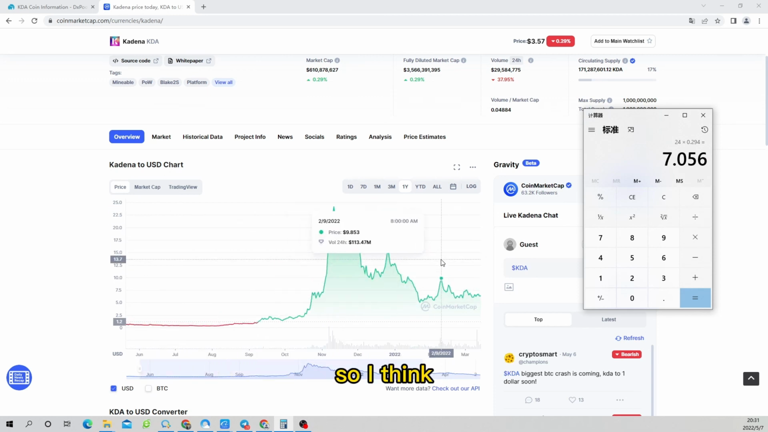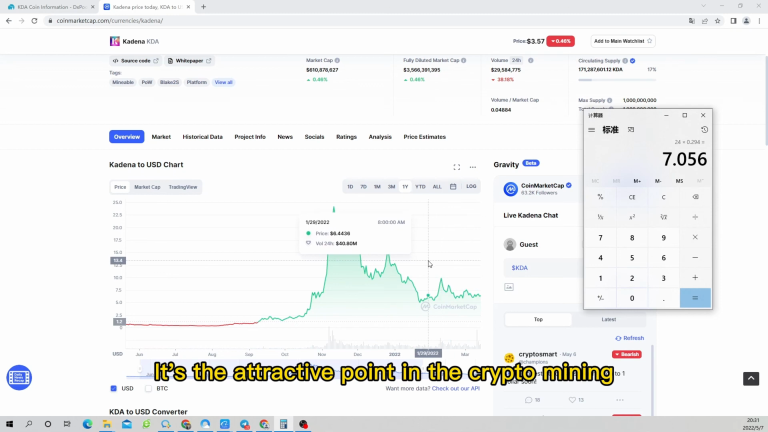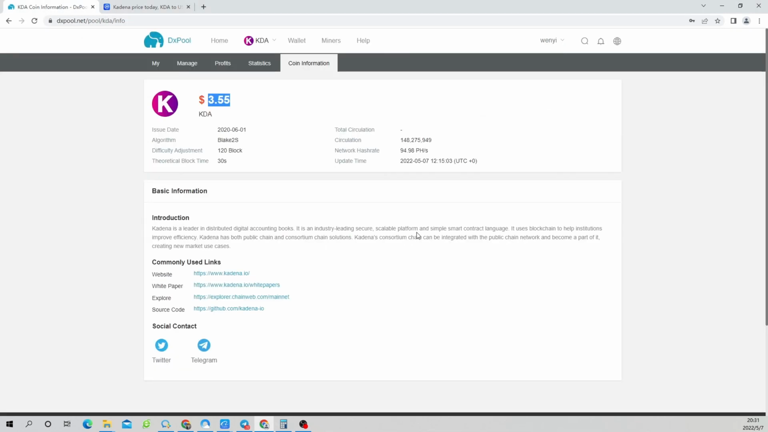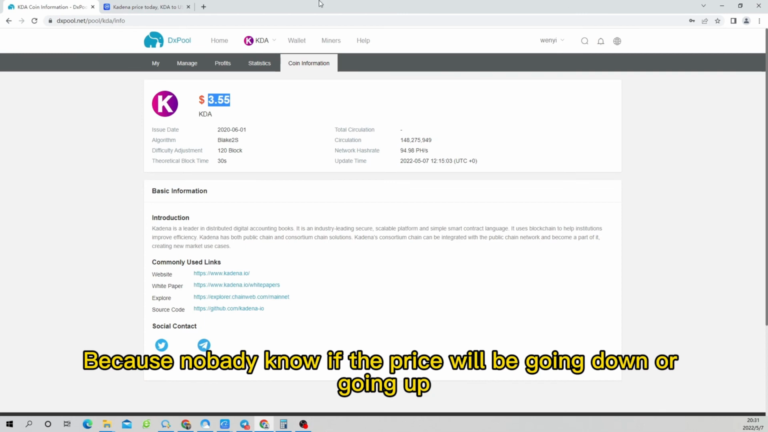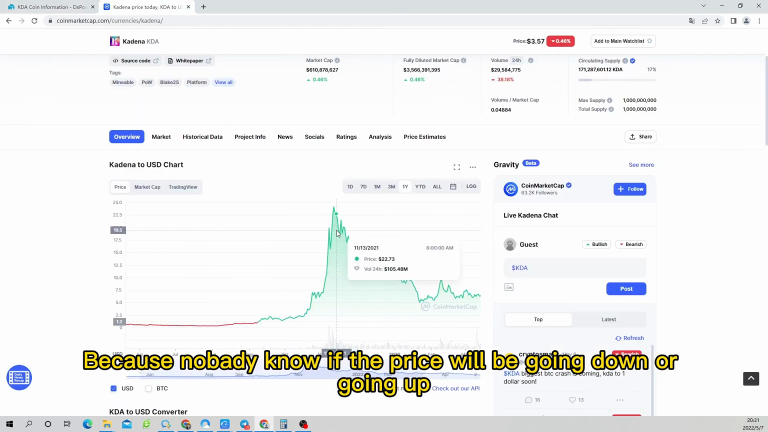So I think it's the attractive point in crypto mining, because nobody knows if the price will go down or go up.